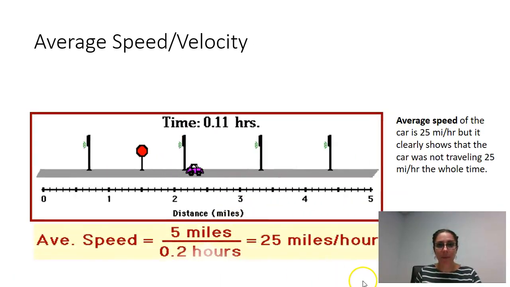So I like this example because it shows you the difference between average velocity and instantaneous velocity. Here's an animation showing you a car going through a couple stoplights. So actually, what you might do as you drive here to campus.